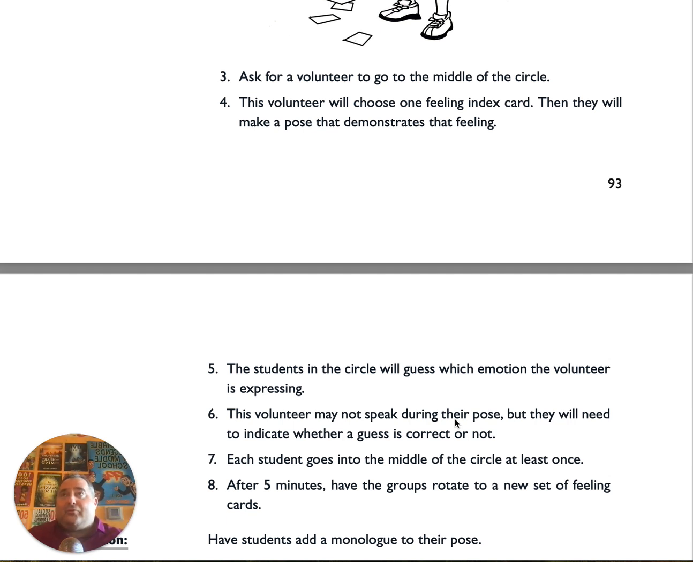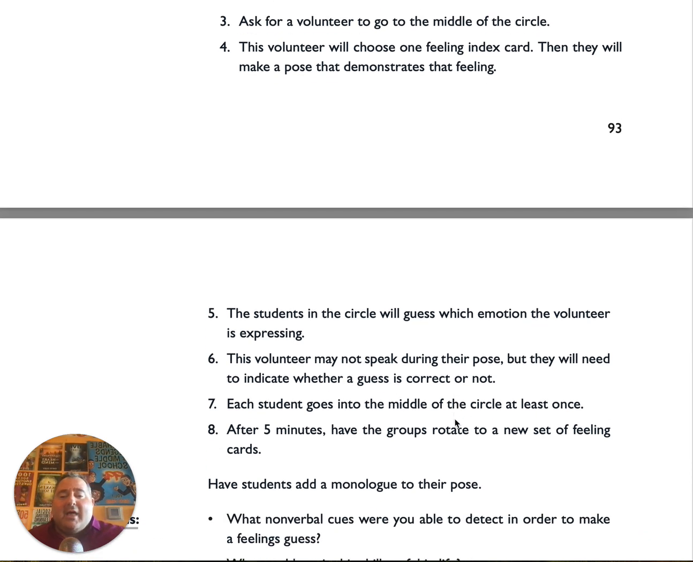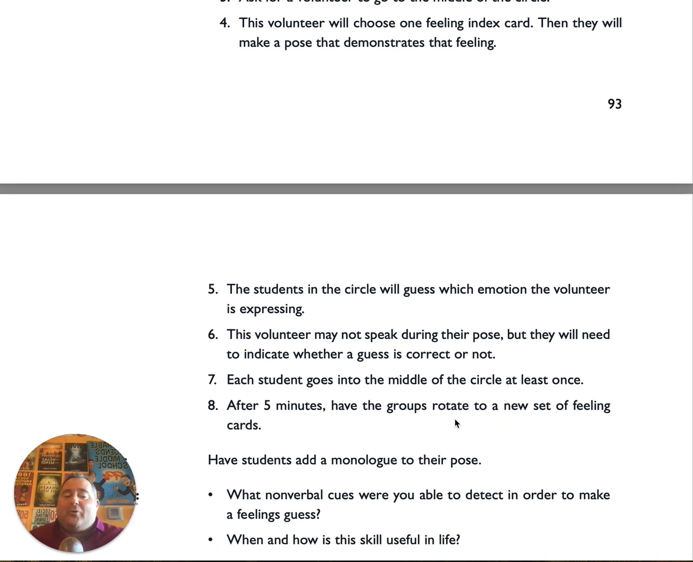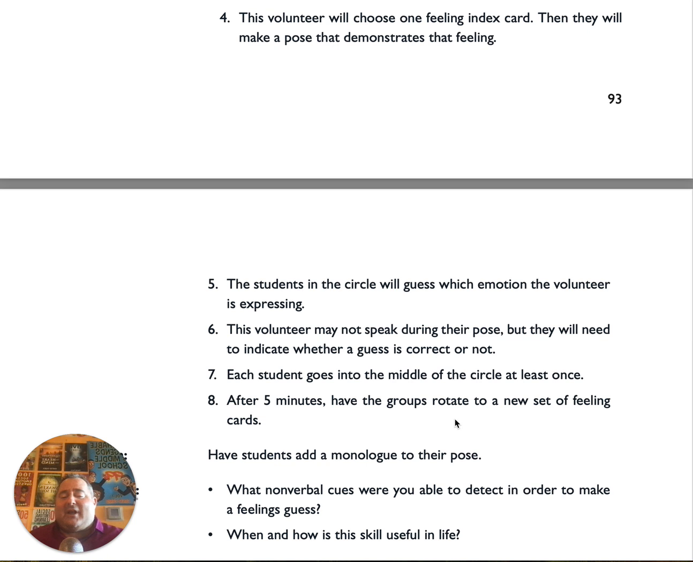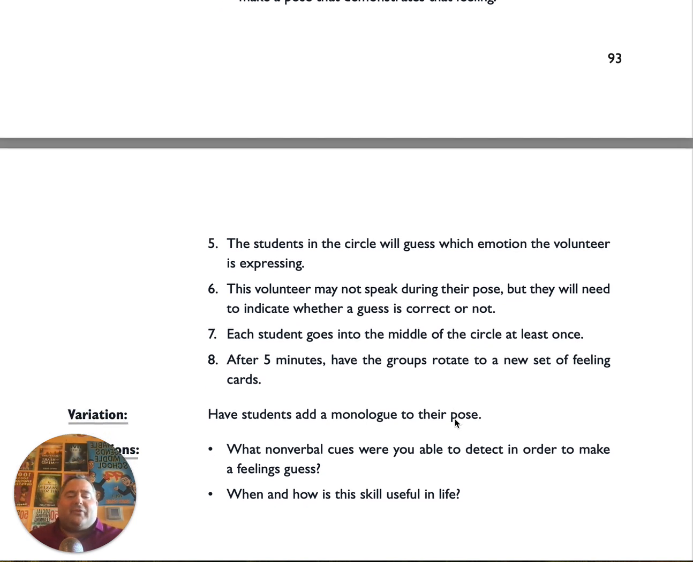And the students also can look down on the index cards to say, hey, which of those 20 emotions is this person choosing? If you don't have the index cards, there are over 200, 300 different feelings. Better to keep it down to 20 so it's easier for the students to guess. All right. The volunteer may not speak during their pose, but they will need to indicate whether a guess is correct or not. So if somebody guesses surprise and it's not surprised, they can just say no, not right, or just shake their head.